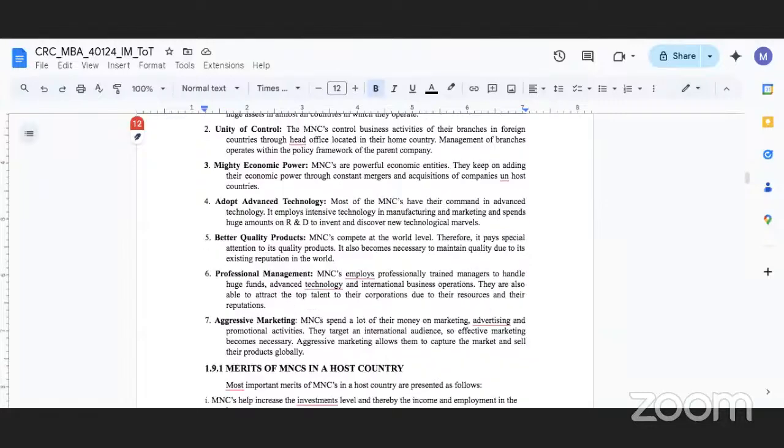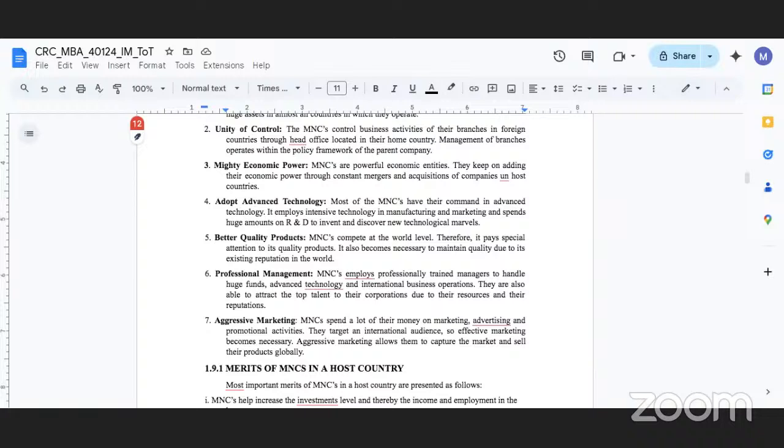They adopt advanced technology, and most of these come because they are also able to better invest in research and development, or R&D. They have better technological marvels, better quality products. The next one is professional management.